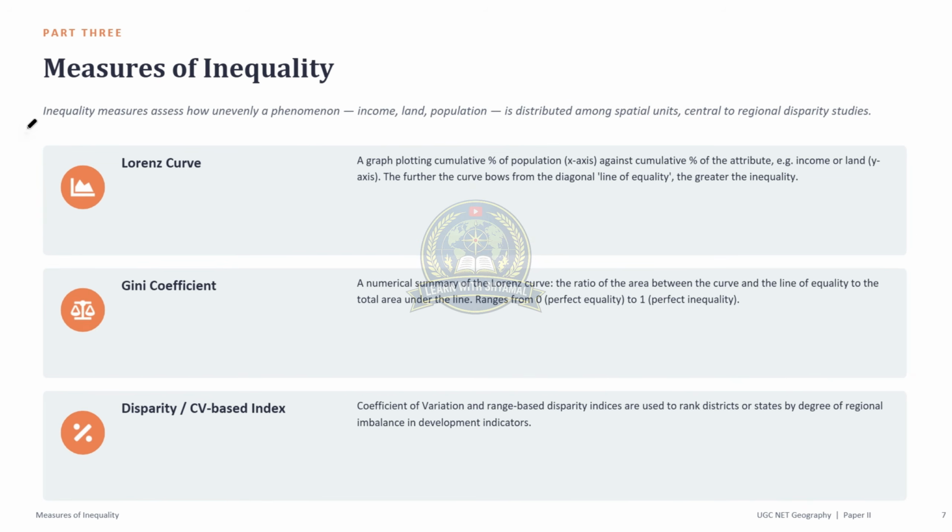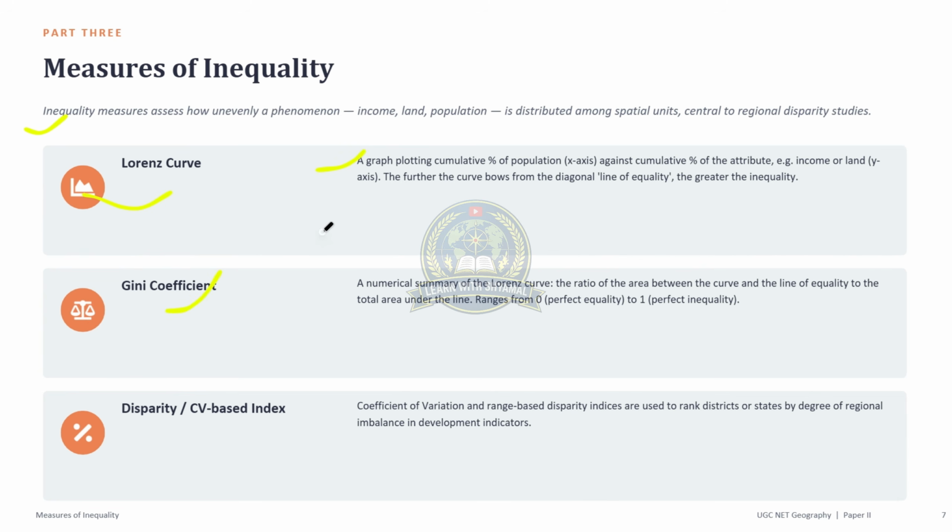Measures of inequality. Inequality measures assess how unevenly a phenomenon, income, land, population, is distributed among spatial units, central to regional disparity studies. Lorenz curve: a graph plotting cumulative percent of population on the X axis against cumulative percent of an attribute, for example income or land, on the Y axis. The further the curve goes from the diagonal line of equality, the greater the inequality.